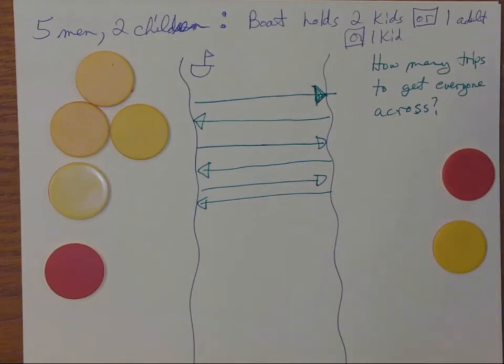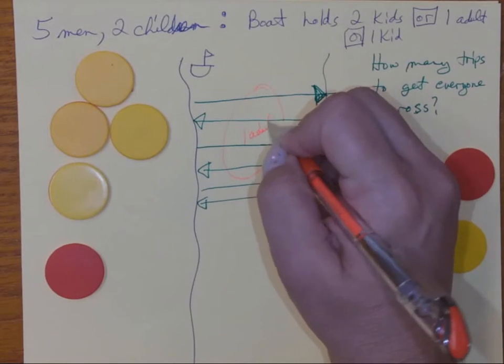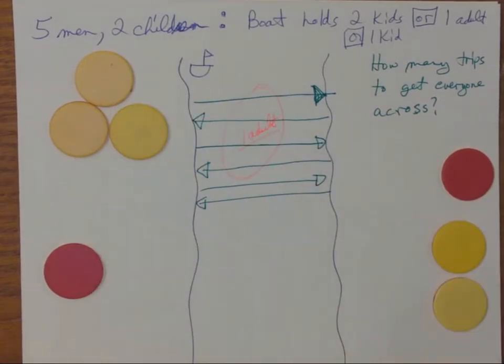So if you want to think about it, it took all of this to get 1 adult. If you want to think about it like that, maybe that'll help. Okay, now I've got the boat back, so I send 1 adult over.